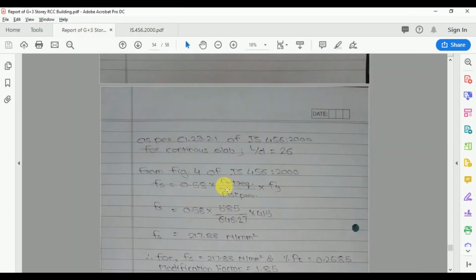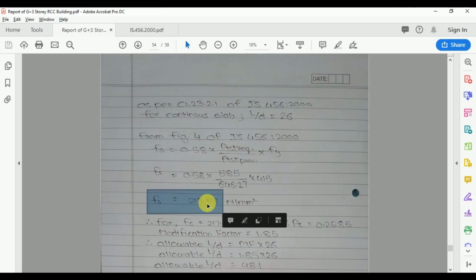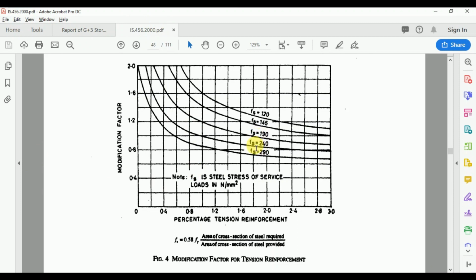So here you can see we need to find the value of Fs. So here the value of area of steel required is 585 mm square for the main steel, and the area of steel provided for the main steel is 646.27 mm square. So by inputting the values of area of steel required, area of steel provided and Fy in the formula, we got the value of Fs as 217.88 Newton per mm square. So by considering the value of 217.88, here we need to consider the curves in between Fs of 190 and Fs of 250. So 217 is in between these.